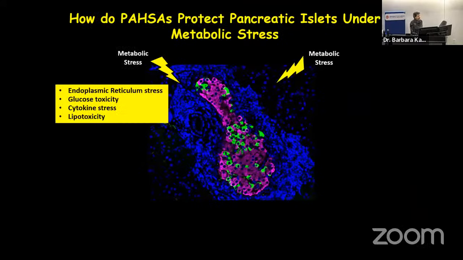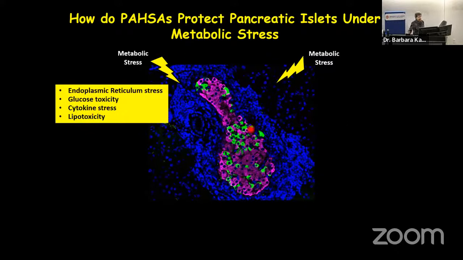So we really wanted to know what's going on here. How do PASAs protect pancreatic islets under metabolic stress? And the stresses could be endoplasmic reticulum, glucose toxicity, cytokine, lipotoxicity.